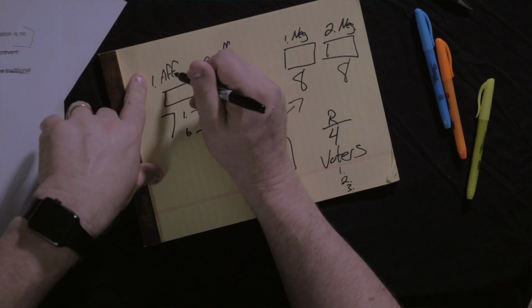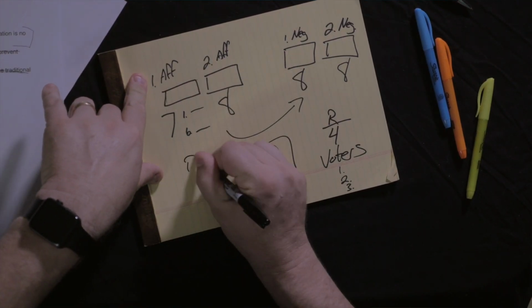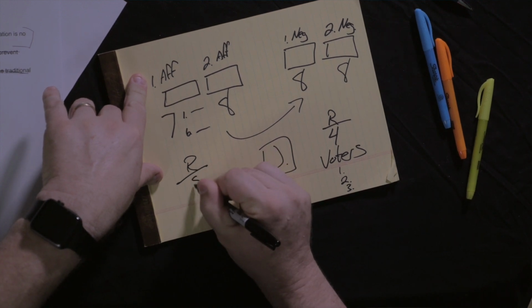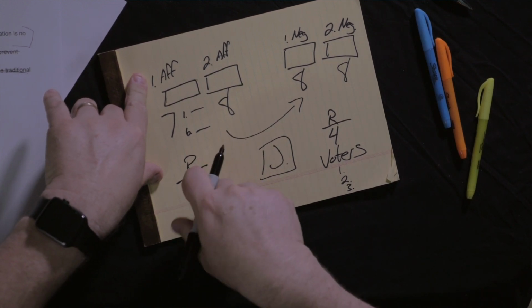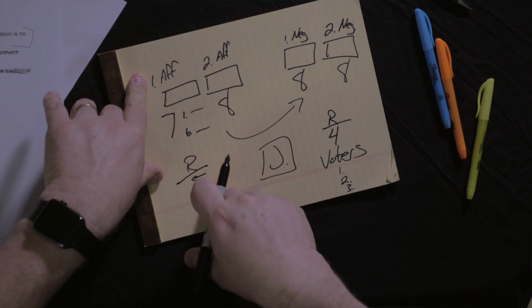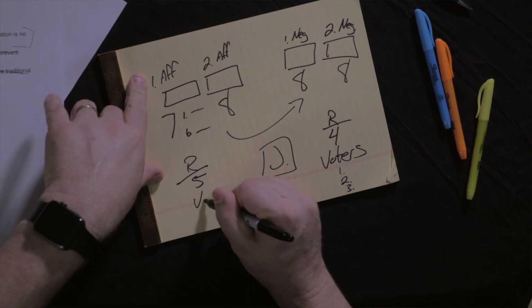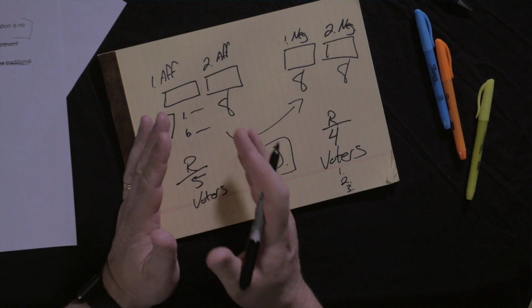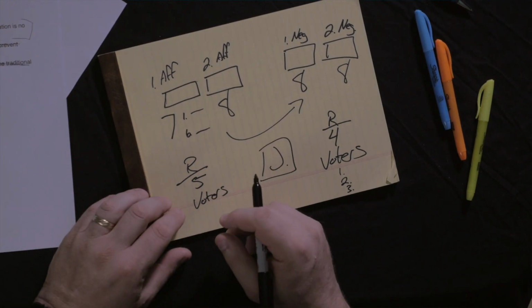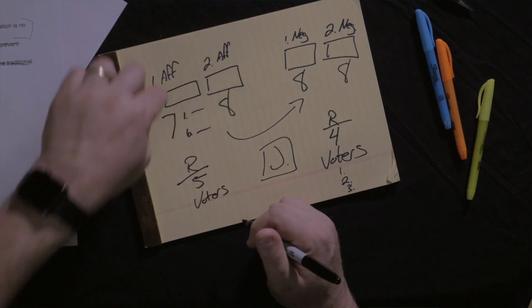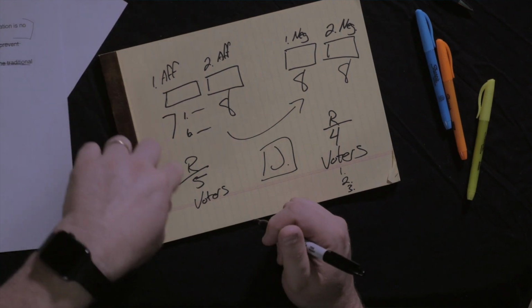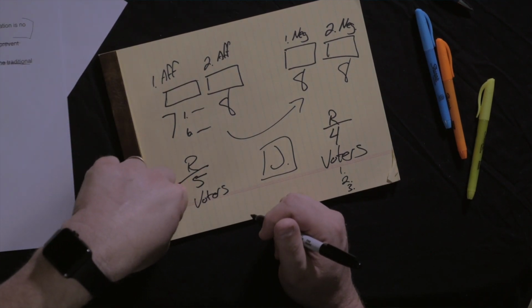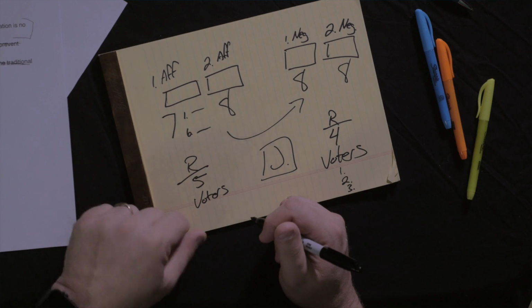And finally, once the negative is all done, it goes back to the first affirmative to do their rebuttal speech. These guys, you now have 5 minutes in this last speech of the round to do the affirmative voters. Here's the top 3 reasons why we, on the affirmative side, have won the round. Affirmative always starts the round. Affirmative always ends the round. You get the first word, you get the last word.